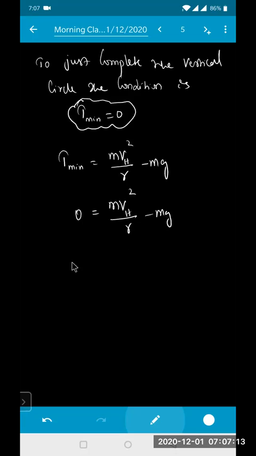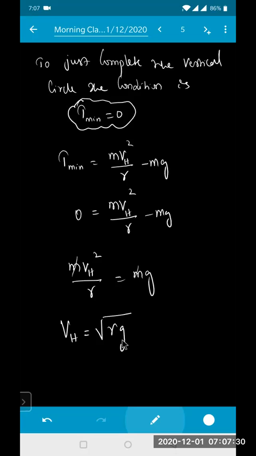Bringing this across, this will become negative. So it is M into VH square divided by R is equal to M into G. The mass and this mass get cancelled. So velocity at highest position will be equal to how much? Under root of R into G. So this is the standard formula for a particle to make a vertical circle.